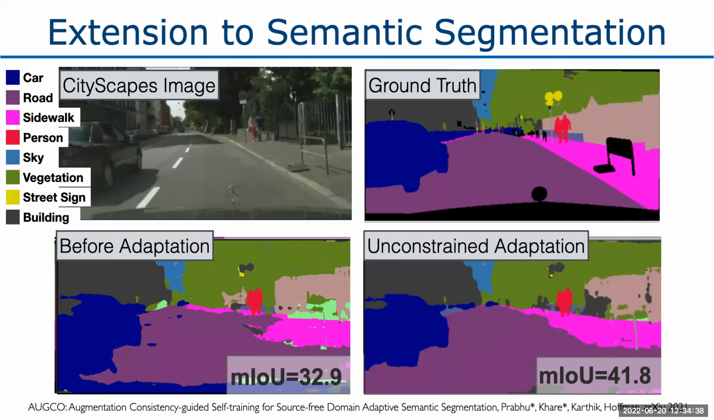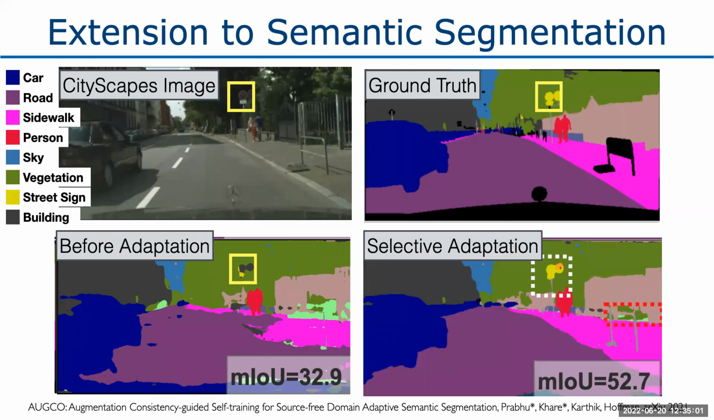And you notice that the model's performance, measured by mean intersection over union, does go up. But most of these gains are on well-represented categories like road, shown here in purple. And if you actually zoom in on tiny objects such as the street sign here, performance actually degrades when you do unconstrained adaptation. But if you do selective adaptation using a similar algorithm as I was describing earlier, you can actually recover performance again on these small object categories and also boost overall performance substantially.